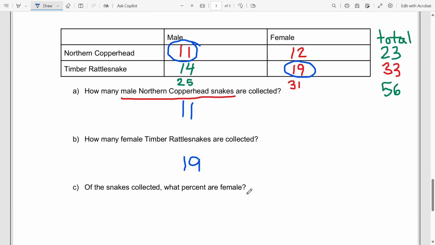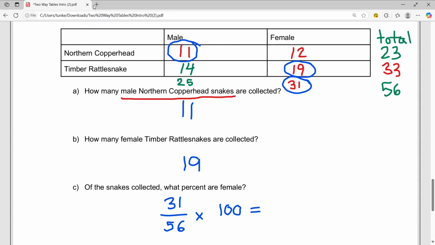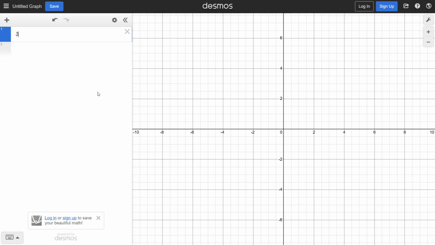And of the snakes collected, what percent are female? So we're going to take the 31 and divide by 56 and multiply by 100 to get our percentage. So let's open up Desmos. So we've got 31 divided by 56 and multiply that by 100, and we get 55 point, let's round it to the nearest hundredth, so 55.36%.